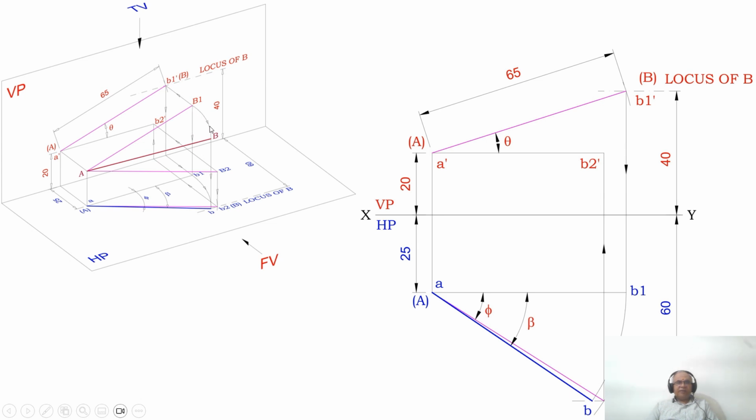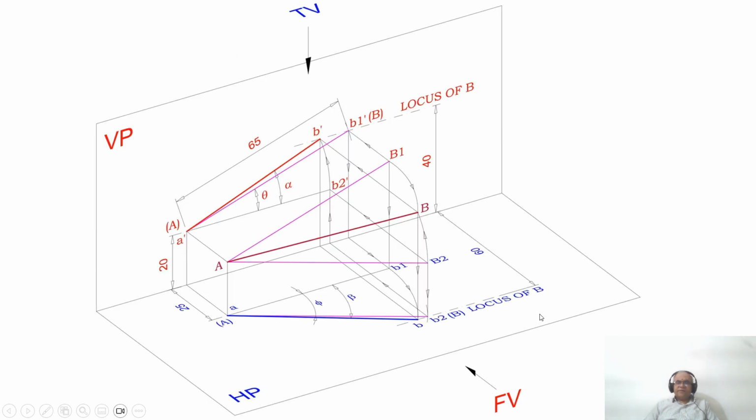So when you are rotating in space, what happens? The image in the top view is also rotated, so that B1, which is in front of VP by 25 mm, becomes in front of VP by 60 mm. The radius of AB1 is the same as the radius of AB, such that the length of the line does not alter. So this is how I will be able to get the top view.